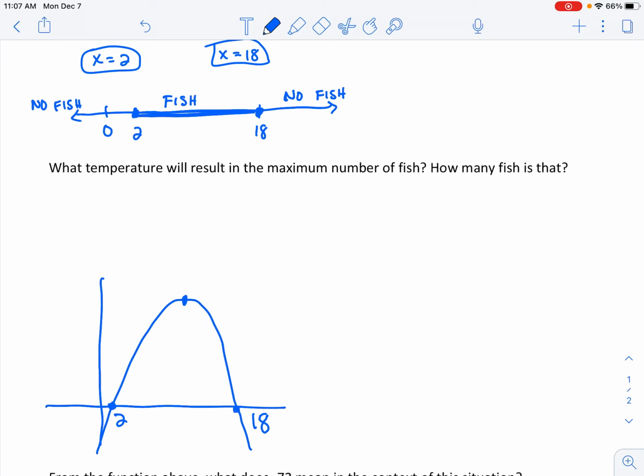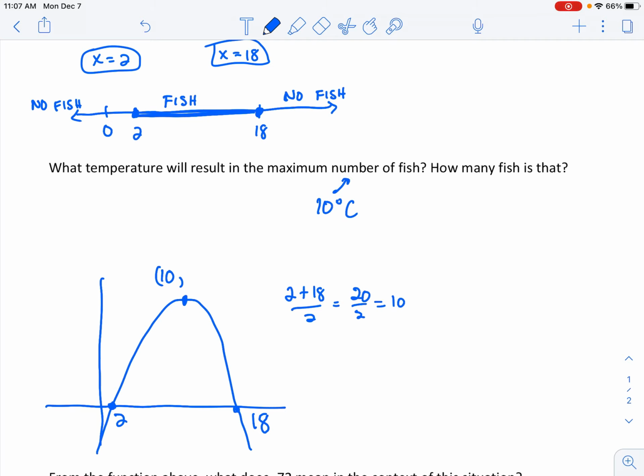The way we can figure out where the middle is, it's just the average of those two. So you add them up and divide by 2. That would be 20 divided by 2, which is 10. So what temperature will result in the maximum number of fish? This would be 10 degrees Celsius.